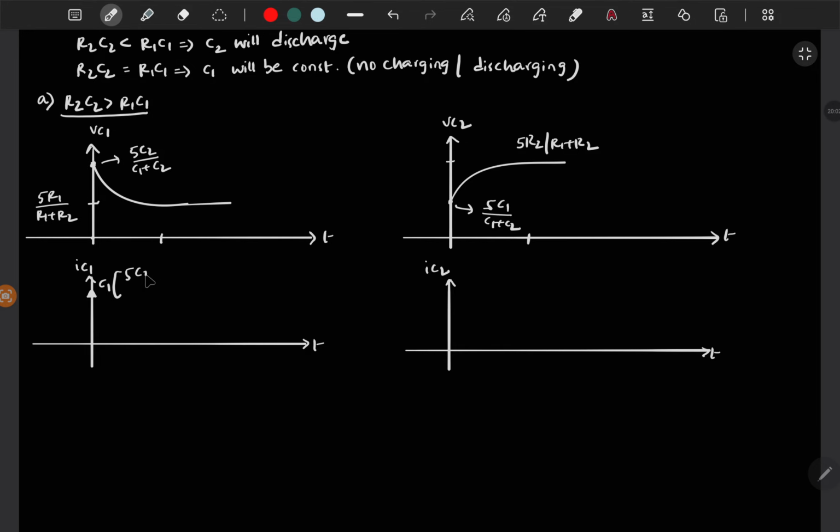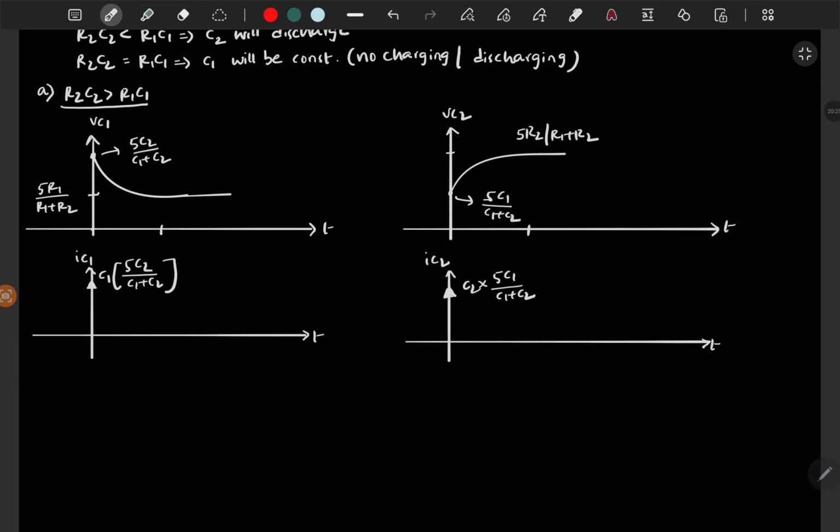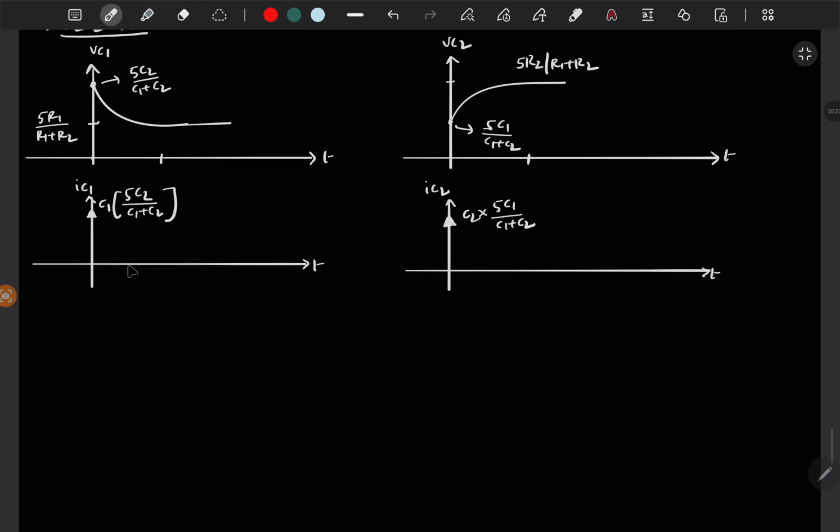So 5C2 by C1 plus C2. So this amplitude is 5C1C2 by C1 plus C2. Similarly, there should be an impulse current through C2 in positive direction because it is changing from 0 to some positive voltage. So this amplitude is C2 times the change in voltage, which is 5C1C2 by C1 plus C2.